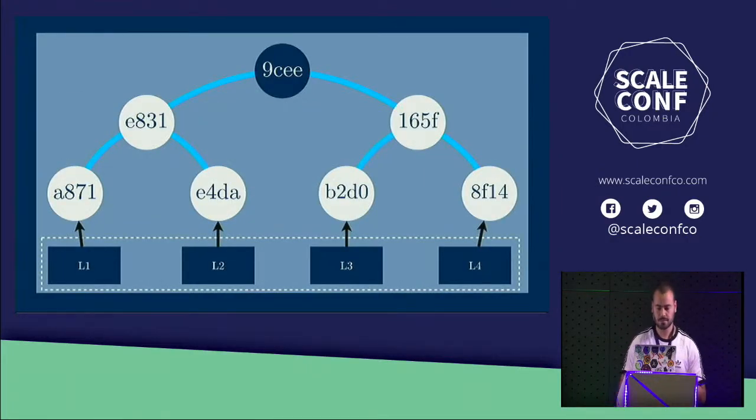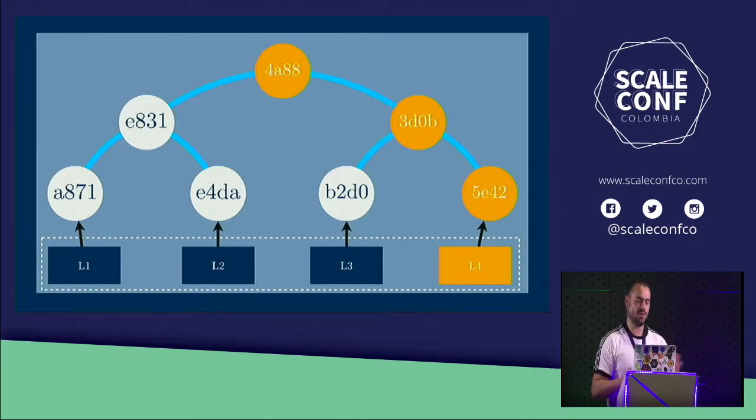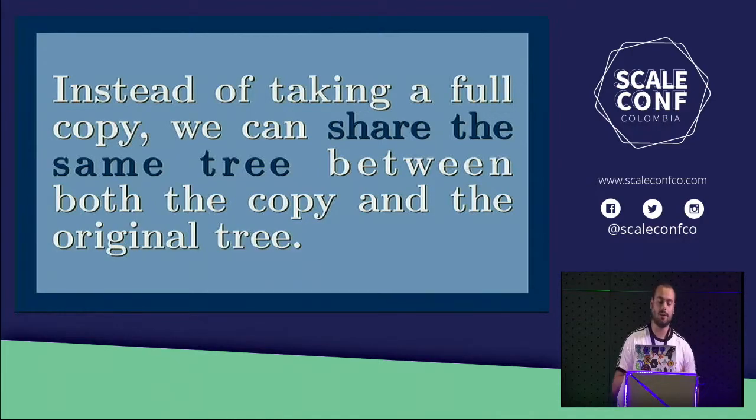So imagine this tree. It's a complete tree and computed already. And at a given point in time, you will update the L4 data block. And again, since they are immutable, you'll have to compute the root hash once again. So you compute the hash value of L4, you compute this parent node hash, and you'll have to compute a new root. But look at the left. All of the data blocks and nodes and leaves, and the data blocks could potentially be gigabytes of data, are untouched. So the cool thing about copy on write is, instead of taking a full copy, we can share the same tree between both the copy and the original tree.